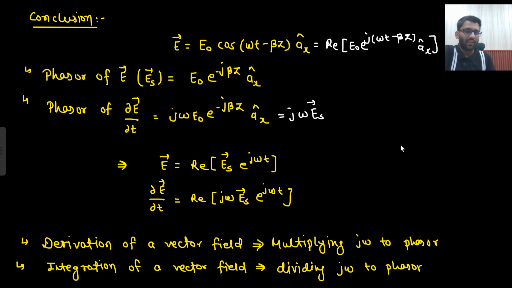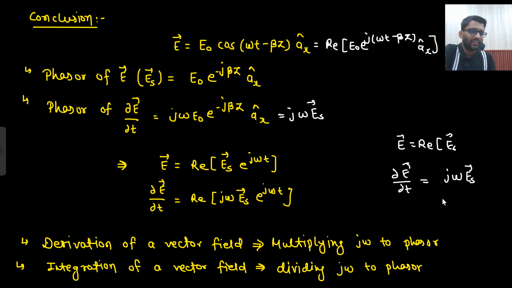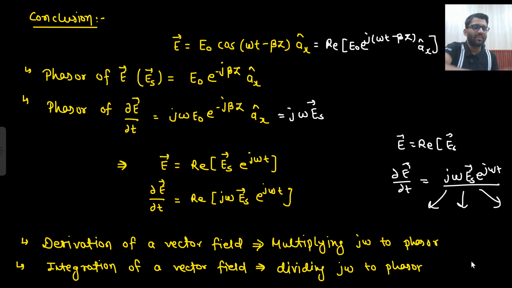Are you getting this point? If my E is the real part of Es e^(j omega t), basically if my E is E naught cos(omega t minus beta z) a_x cap, then how will I get dou E by dou t? The first thing I am going to do is multiply its Es by j omega. Then there are three possible functions. Multiply by e^(j omega t) and don't take any part, or take the real part, or take the imaginary part.